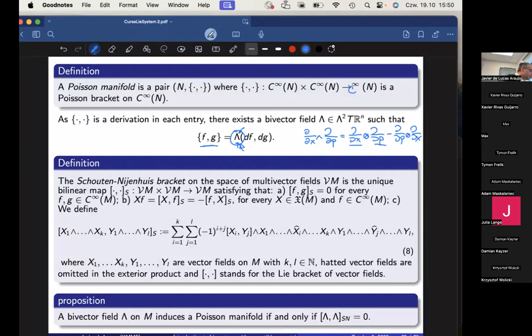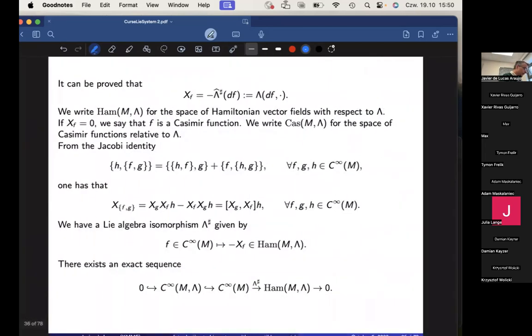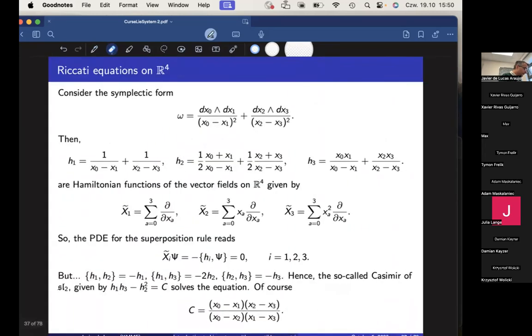And one wonders, okay, we have a certain Poisson bracket here, and a certain bivector field here. Which are the properties of this? Given a certain Poisson bivector, can I say whether it allows us to define a bracket of functions in such a way that it is a Poisson bracket? This is done by means of the Schouten-Nijenhuis bracket. I will not go into details. The only thing is that when the Schouten bracket of the bivector with itself is equal to 0, then the bivector field gives you a Poisson bracket. So there are certain properties here.